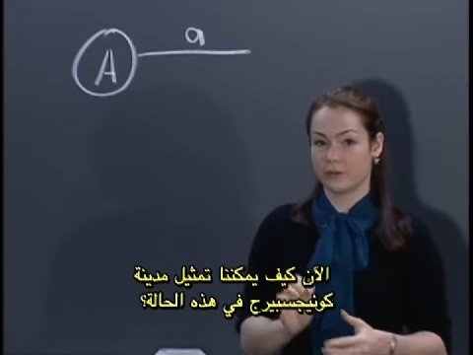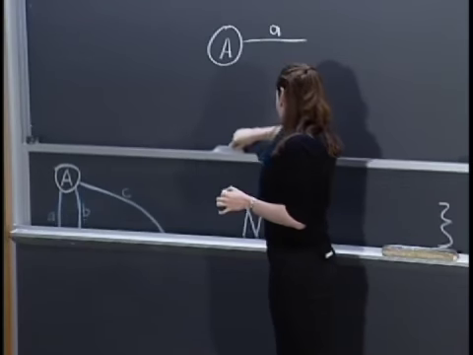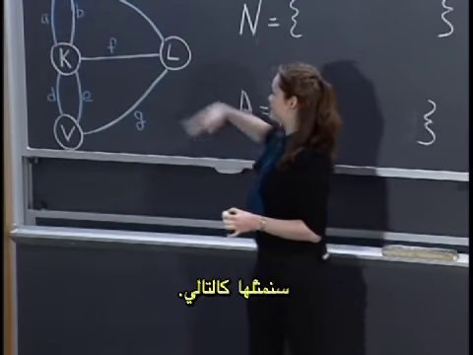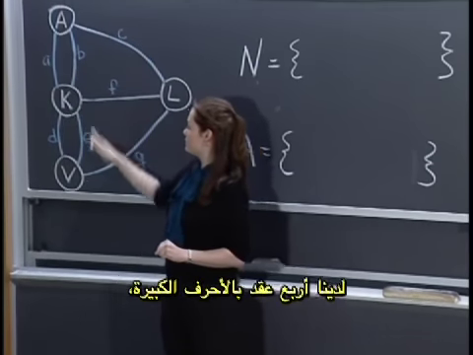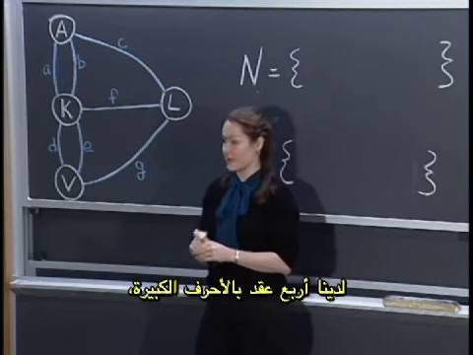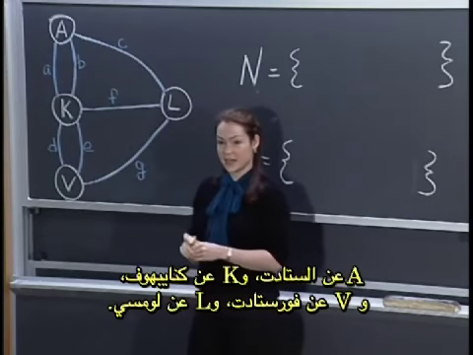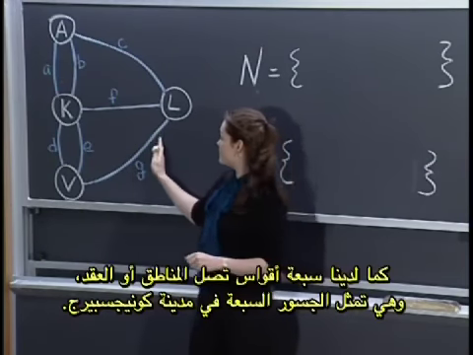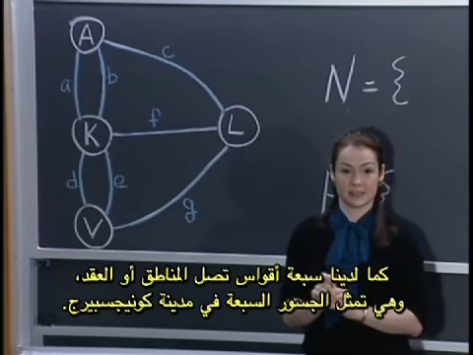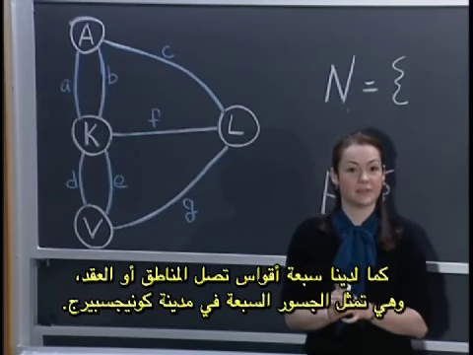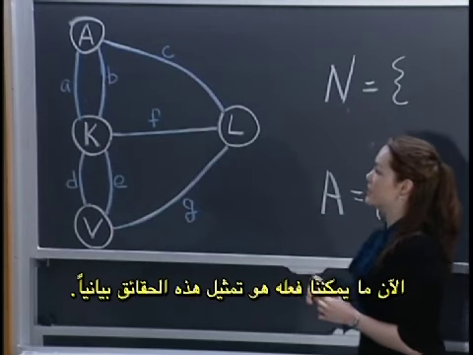Now, how would we represent Königsberg in this case? Well, we would represent Königsberg as such. We have 4 nodes with capital letters, A for Altstadt, K for Knapphof, V for Vorstadt, and L for Lomsey. And then we have 7 arcs connecting these landmasses, connecting these nodes, and those represent the 7 bridges in the town of Königsberg.